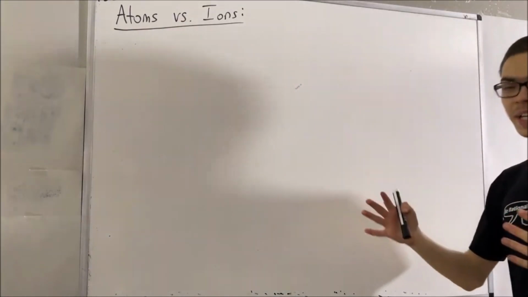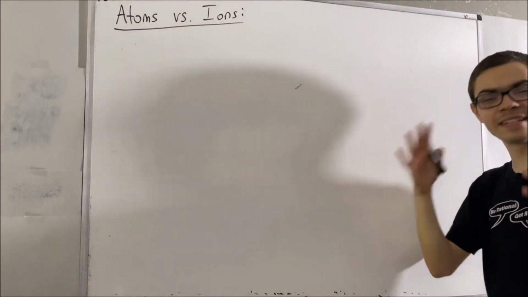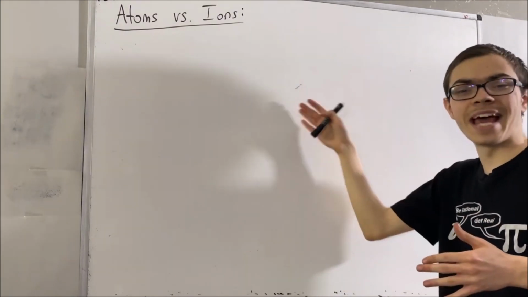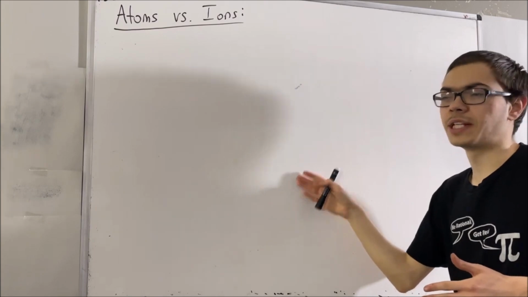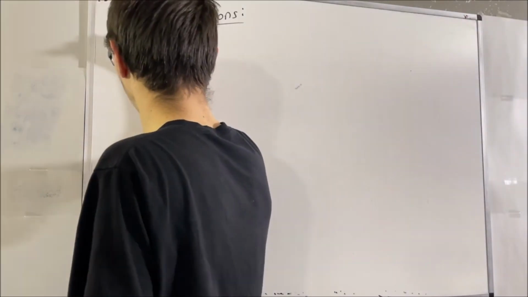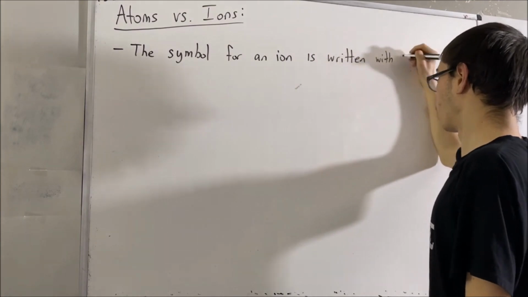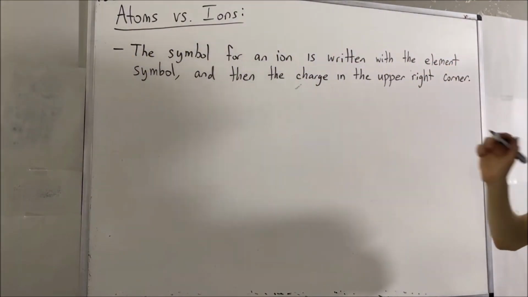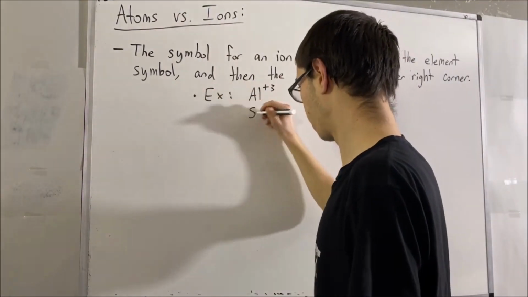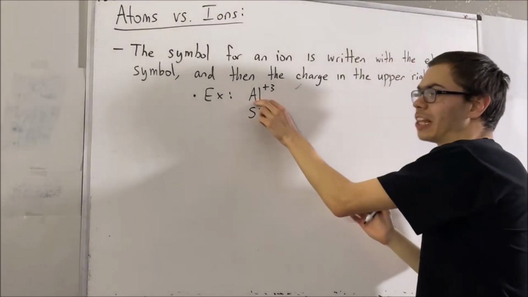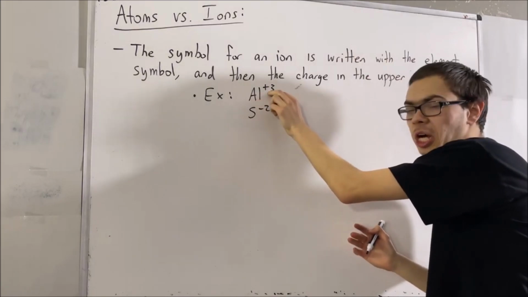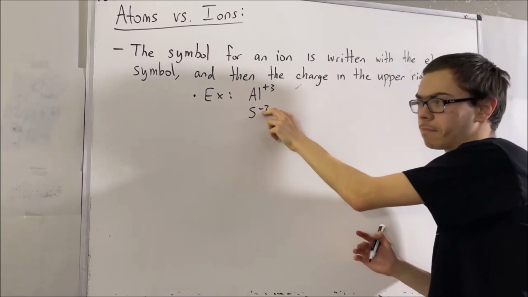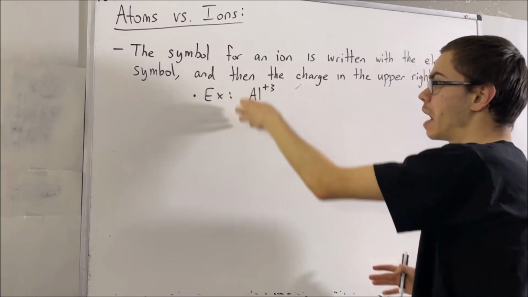Now, we also like to write ions as symbols. The symbol for an ion is written with the element symbol with the charge in the upper right corner. Some examples include the following. As you can see, we have the element symbol with the charge in the upper right corner. Those are some examples of ions.